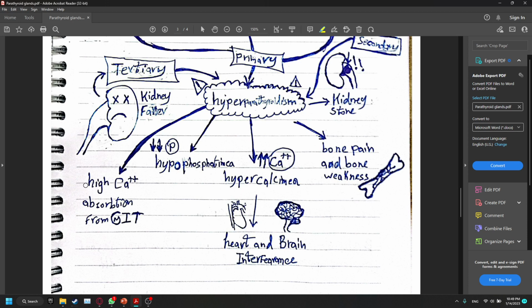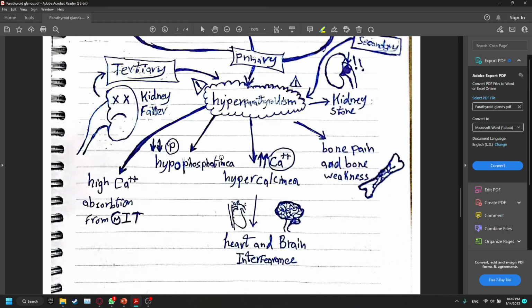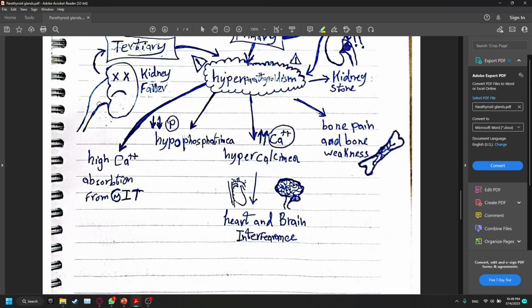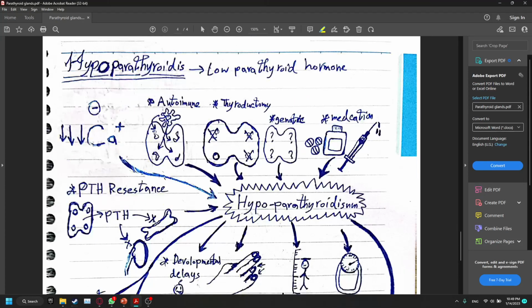It can also cause high levels of calcium absorption from the GIT, and high levels of vitamin D in your body, kind of like absorbing the vitamin D from the GIT here. And yeah, that's hyperparathyroidism. So what about the hypoparathyroidism here?